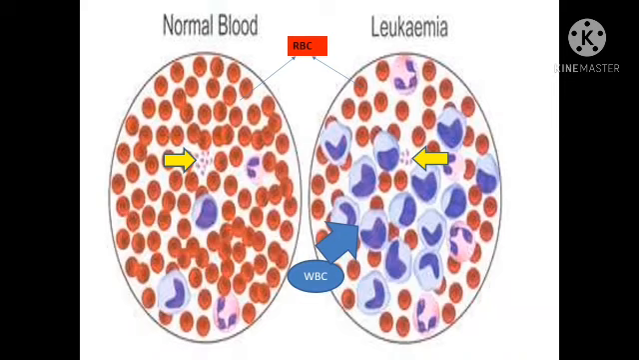Coming to the right side of the picture, you have leukemic sample where you can see there is rapid proliferation of white blood cells. There are more number of white blood cells compared to the normal blood picture. As a result of rapid proliferation of white blood cells, there is decrease in the red blood cells as well as platelets. That's why the leukemic patients present with anemia and thrombocytopenia.